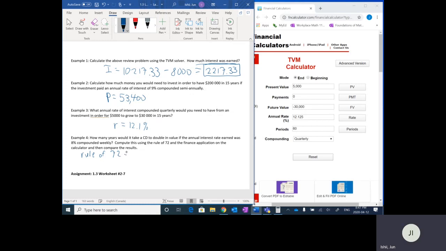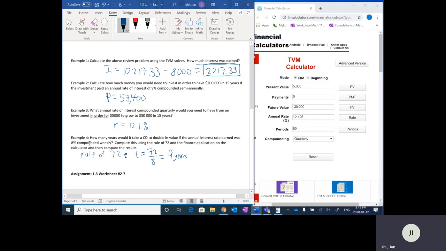remember the rule of 72 tells you how many years it takes to double given a rate. So T is going to equal 72 divided by the interest rate, which is 8%. So it should take 9 years, approximately. Again, rule of 72 is an approximation. So I take 72 and divide it by the rate, and that should give you the approximate number of years it takes to double.